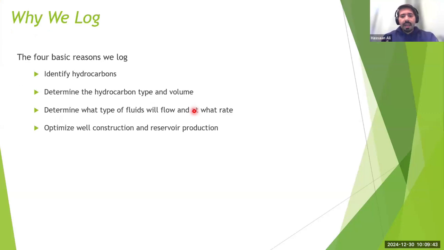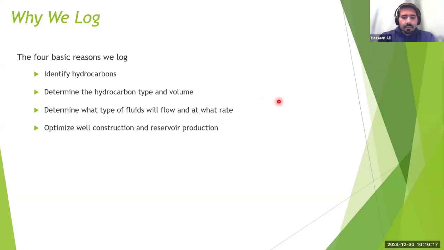So to expand on the fact that we want to do electrical logging to produce oil and gas more effectively, there are four basic reasons, if we try to dissect it a little bit further, why we do logging. Number one, we want to identify hydrocarbons. We want to identify where the hydrocarbons are located. We want to determine their type, if it's a heavy oil, a medium oil, or a light oil, how much gas is present, and what is the volume of that hydrocarbon that is present. We want to determine what type of fluids will flow.